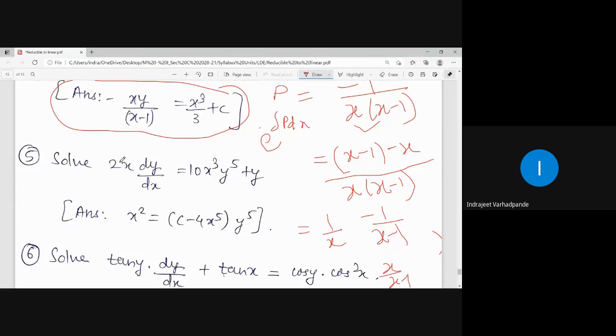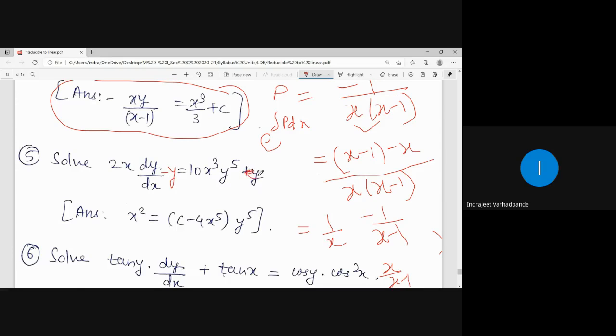Note down the next. 2xy dy by dx is equal to 10x cube y to the power 5 plus y. 2x dy by dx is equal to 10x cube into y to the power 5 plus y. How will it simplify first? Sir, we will shift y to the LHS, so this will become minus y.